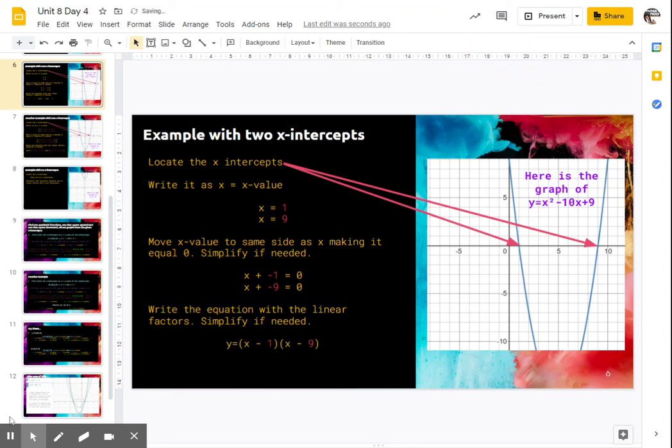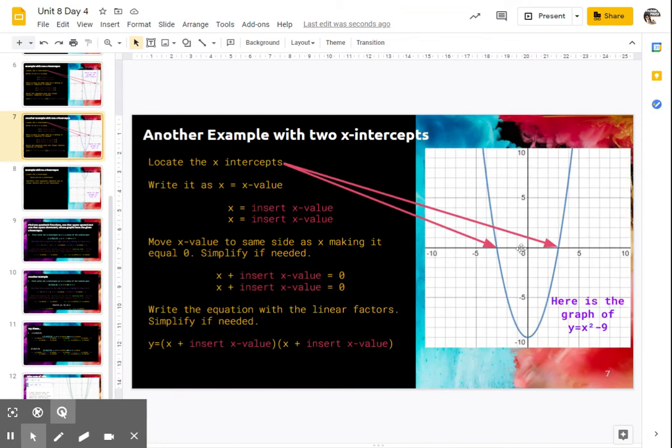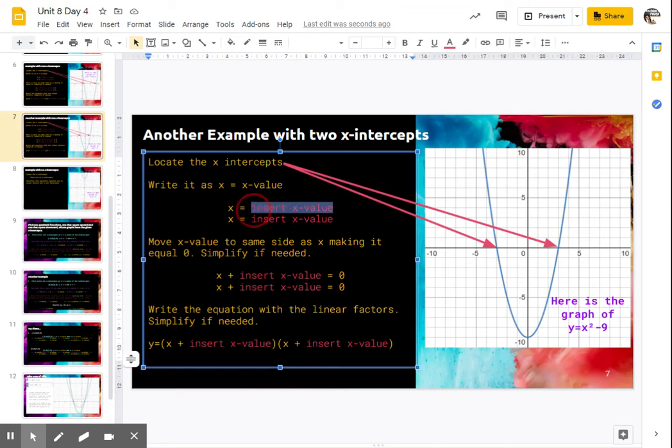Here we go. That's our factored form. So our linear factors are right here, x minus 1 and x minus 9. All it is is that we take the value of the x-intercept, change the sign to make it equal 0, and then put the two expressions right here, simplified. All right, let's try one more time. So we have this one right here, which is going to be negative 3. This one's going to be a positive 3.